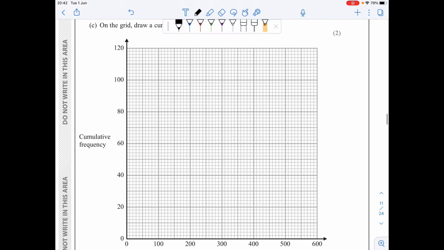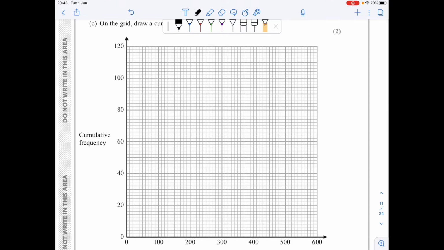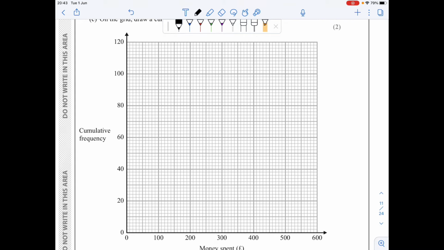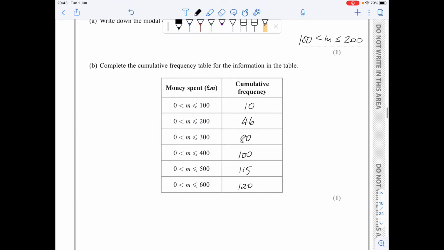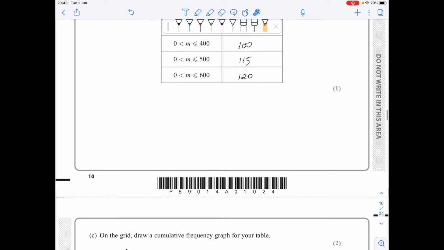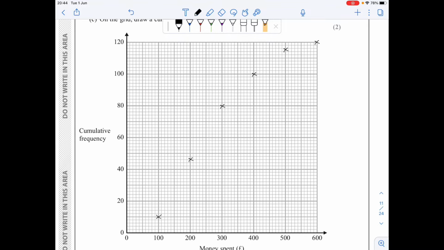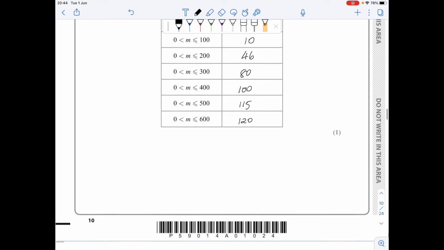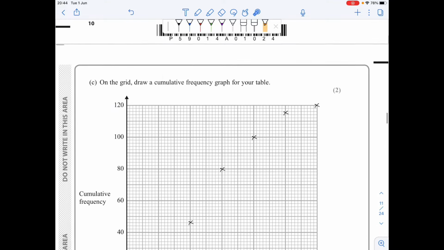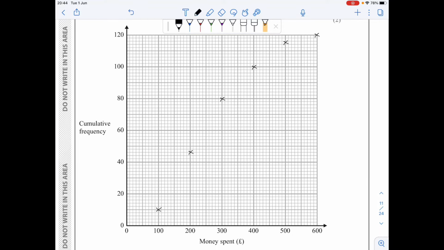And in part C, I need to draw a cumulative frequency graph for the data above. Remember, my x coordinates are the upper bounds of my groups, and the y coordinates are the cumulative frequency. Note that the lower bound of the first group is 0, so my graph is going to cut the x-axis at 0. And then I need to draw a curve through these points.